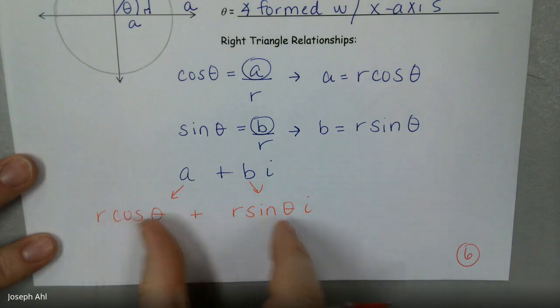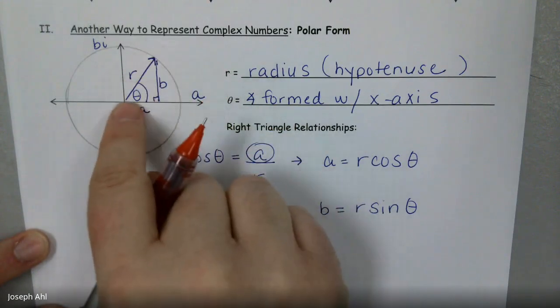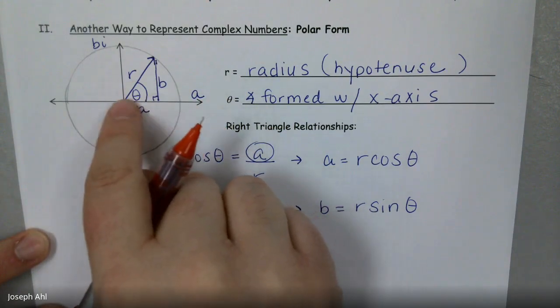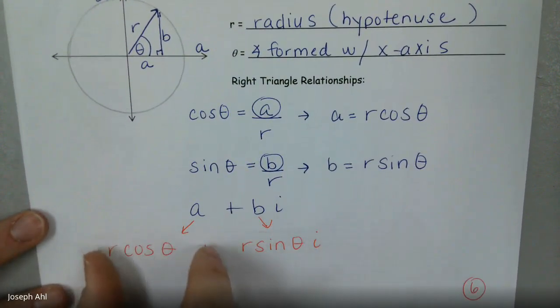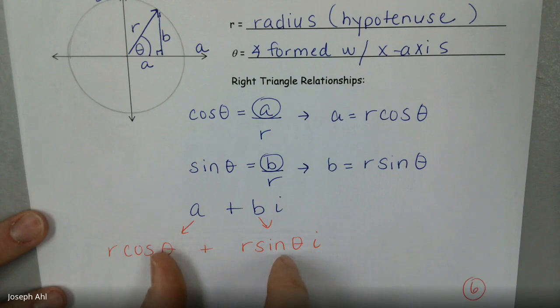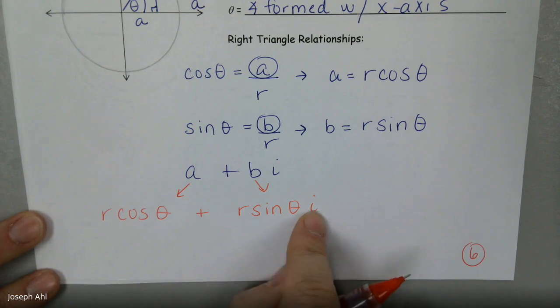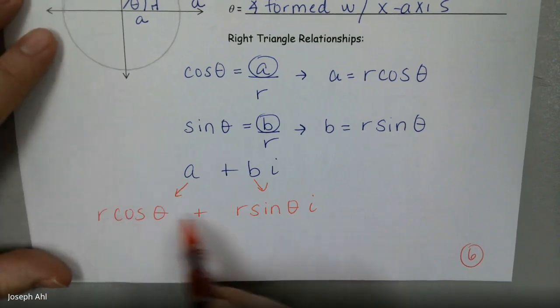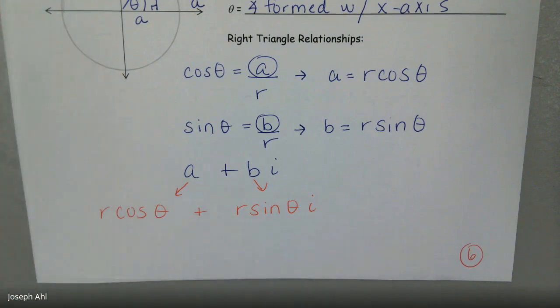Now remember that r and theta are in our picture up here. r is the length of this hypotenuse, or the radius of the circle. Theta is the angle formed with the x-axis there. So if I have some information about r and theta, I can actually then work towards getting an a plus bi number from that. Now we're actually going to clean this up a little bit. When I say clean this up, I mean that both of them have r in common. So you can factor out r as a GCF.